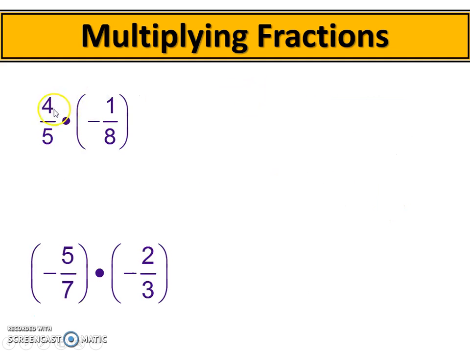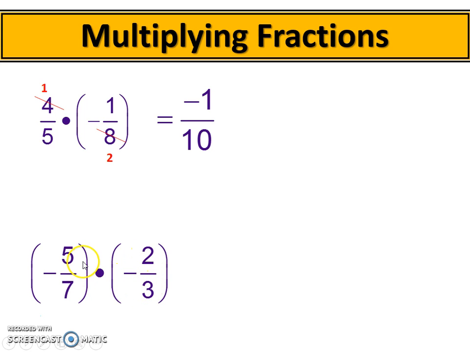When we have common factors, though, in the numerator and denominator of different fractions, we can do some canceling ahead of time. So in this example, 4/5 times -1/8, I see that 4 and 8 share a common factor of 4. So I can divide each of those numbers by 4 ahead of time, saving me some simplifying later on. So 4 goes into 8 twice, and 4 goes into 4 once. So now when I multiply straight across, I have -1/10.